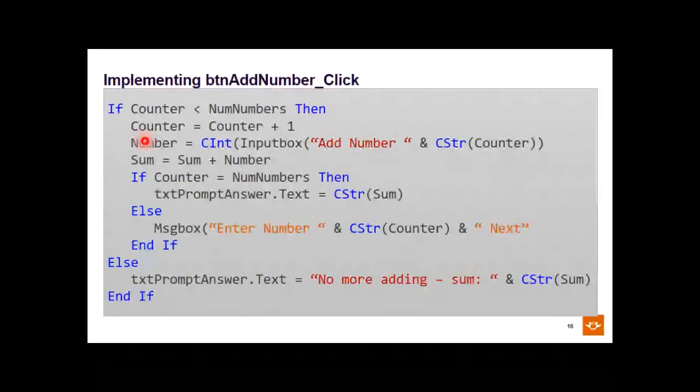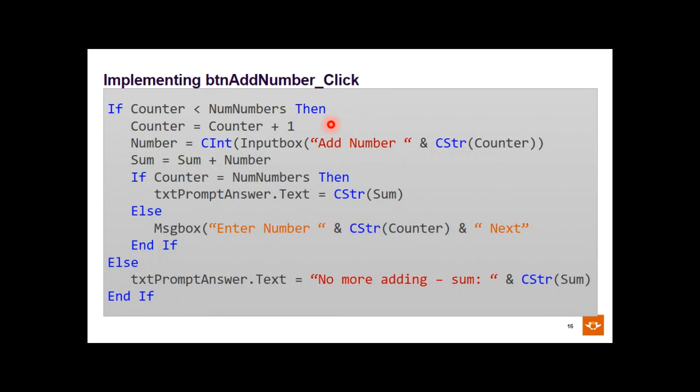So if the counter is less than numbers, this is like the old stuff. Counter is equal to counter plus 1. Number is equal to InputBox, add number, and here I go, CStr(counter). So you see what's happening here.